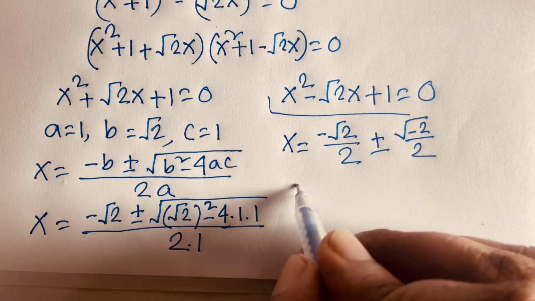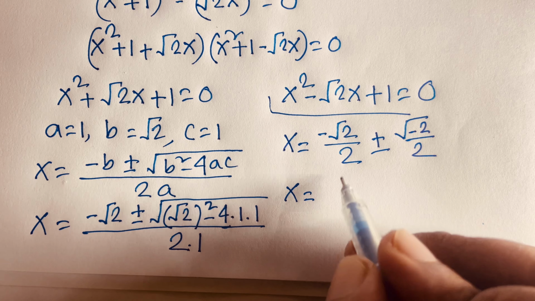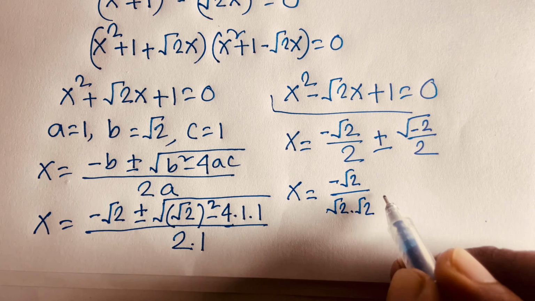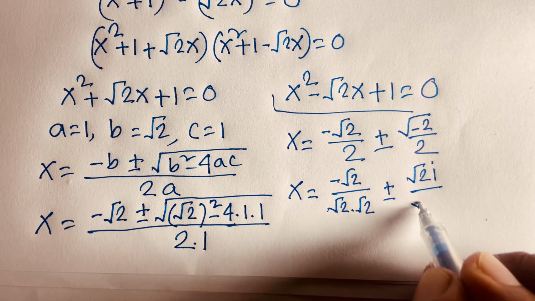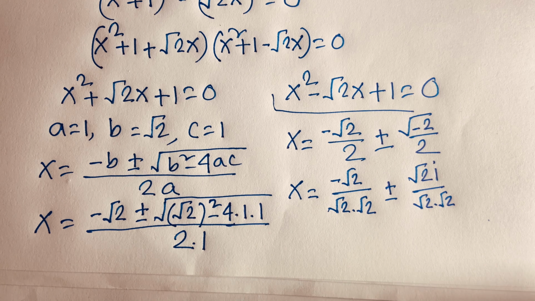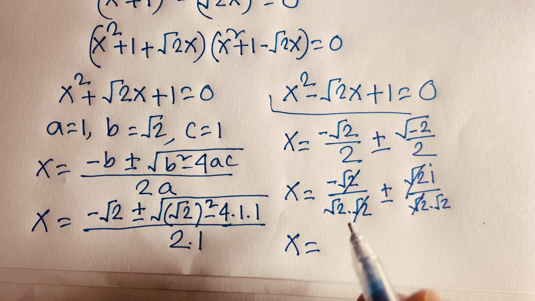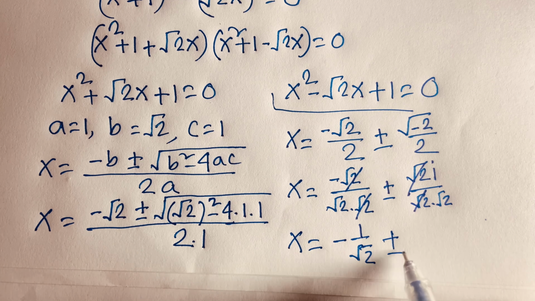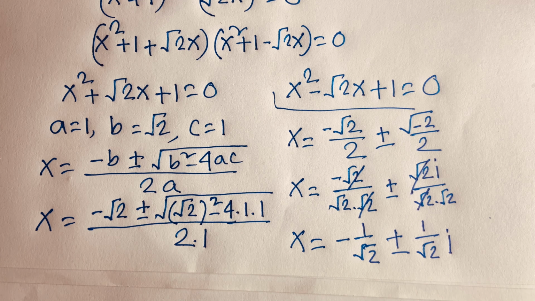Then I can say x = ..., you know that 2 it will be √2 times √2, so I can say −√2 over √2 times √2 ± √2 i over √2 times √2. Then this cancels, this cancels, we'll find out x = −1/√2 ± 1/√2 i. So here are two values, but we need the other two values.